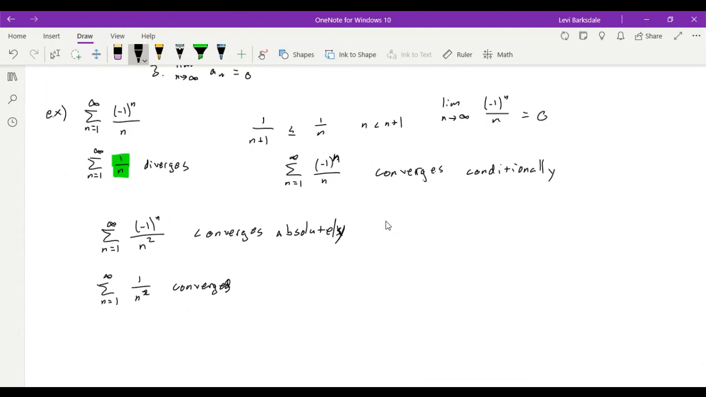A series converges conditionally if it has to be alternating to converge, and it converges absolutely if the non-alternating version will converge.